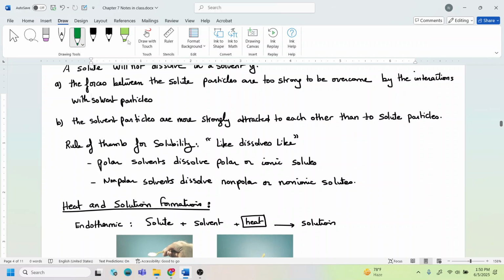And always remember that like dissolves like, always. So if you're working with a polar solvent, then polar solvents will dissolve polar solutes or ionic solutes, and nonpolar solvent will dissolve nonpolar solutes or non-ionic solutes.